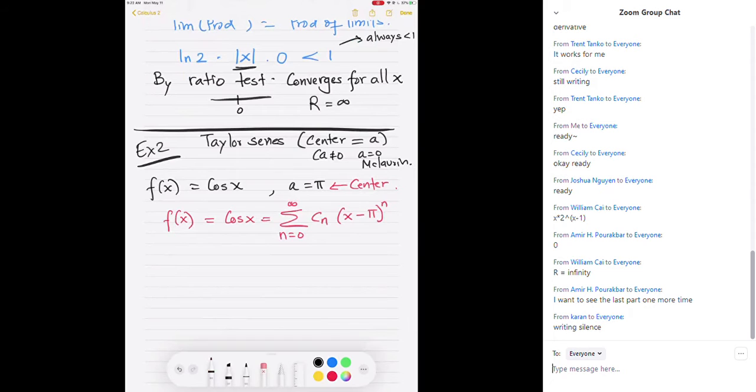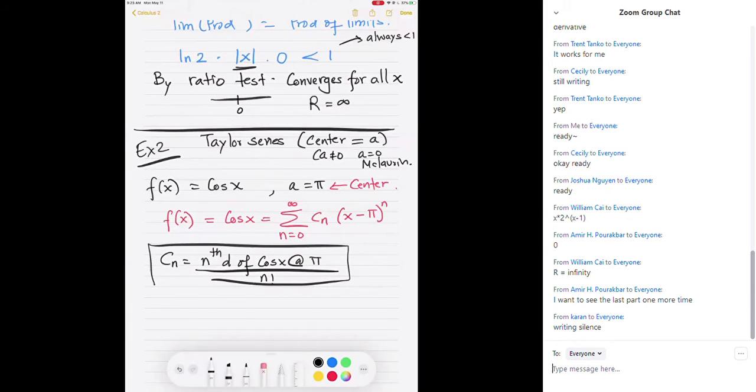What is Cn? That doesn't change. I'm just keeping it written because I want to keep it in play. What is Cn again? Oh, it's the nth derivative. D is for derivative of. And if you want, you can customize this. You can write it pertaining to a problem. So I'm going to say it's the nth derivative of cosine x at pi over n factorial. So you can write it the way you want it to be.